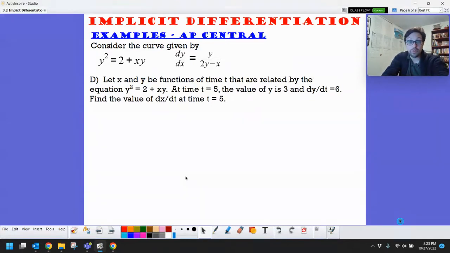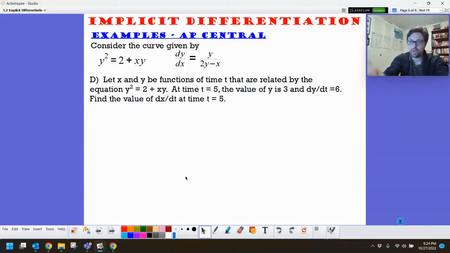Now, in this example, you can see a little bit more about what this implicit differentiation is used for. We're going to use our same y squared equals 2 plus xy, and we're going to be talking about what's going on at time t, but neither x nor y are representing time or t. So we are looking for what is dy over dt. We want to find the derivative of this thing with respect to t, instead of what we do a lot of times, finding the derivative with respect to x.